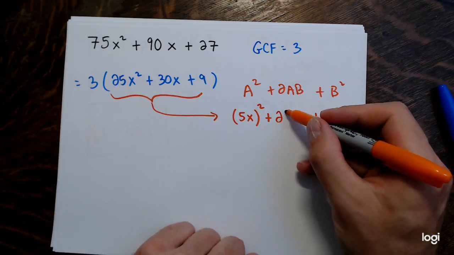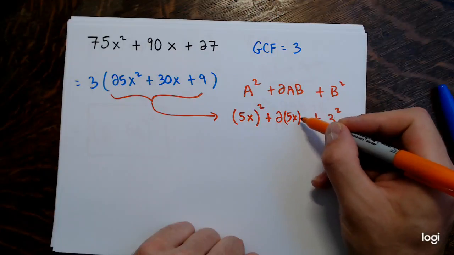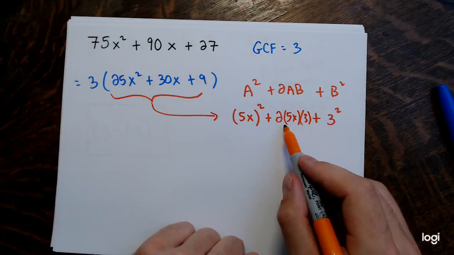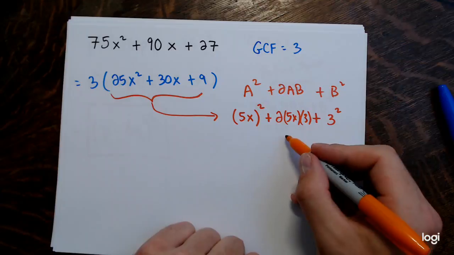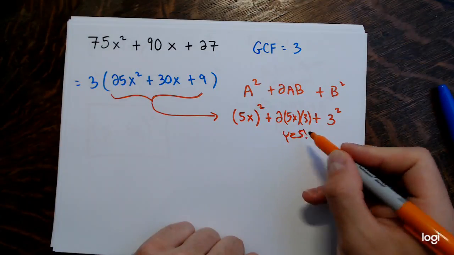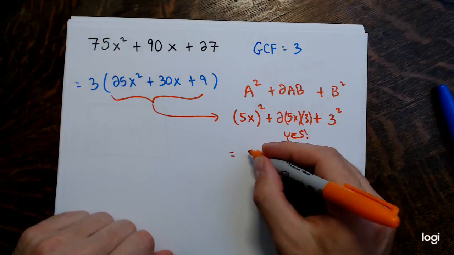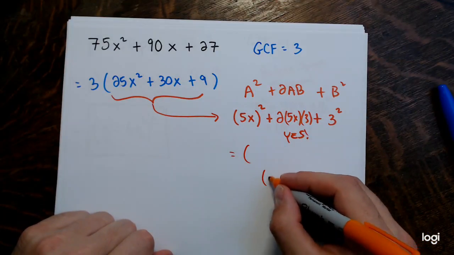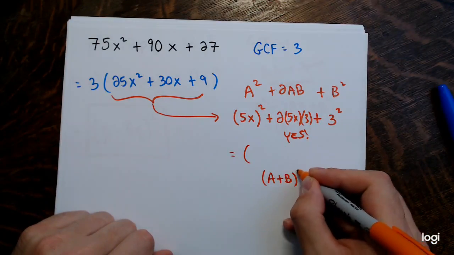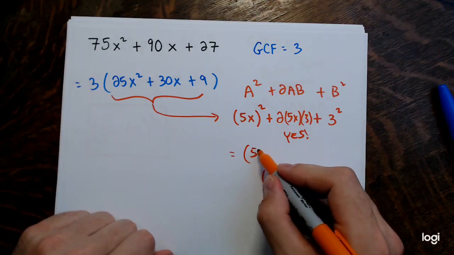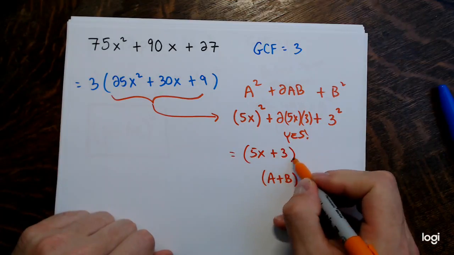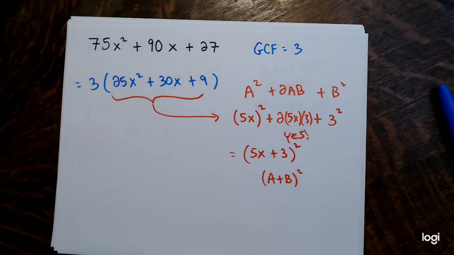So is the middle term 2 times 5x times 3? Well, that would be 30x, and yes it is. So indeed I have a perfect square trinomial, and that means that this factors to just (a + b) squared, or 5x plus 3, that quantity squared, 5x plus 3 times 5x plus 3.